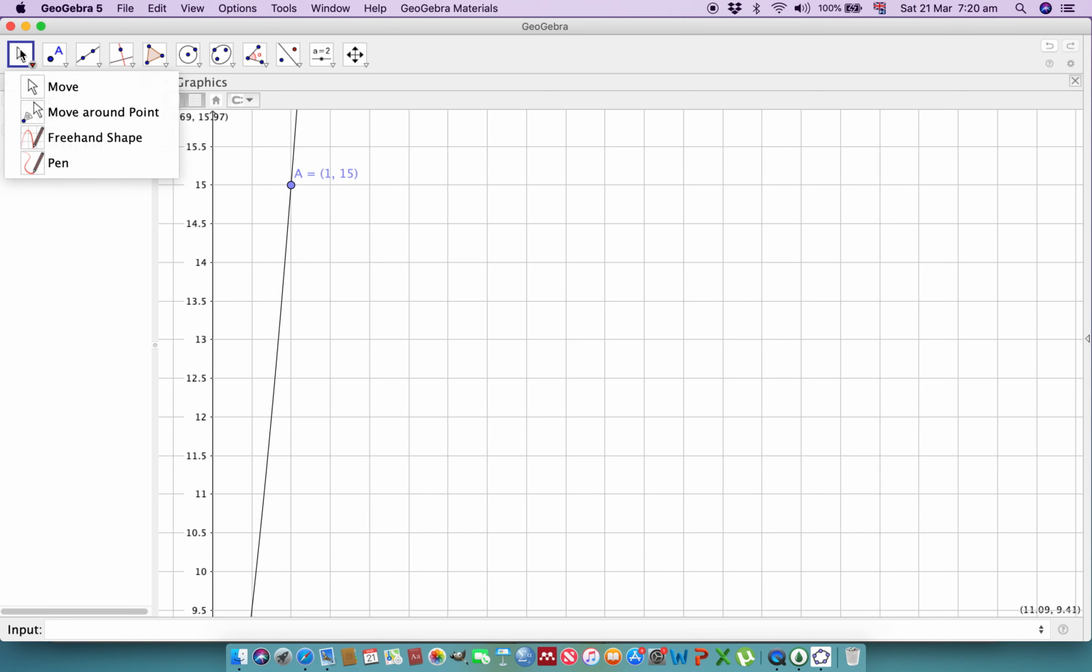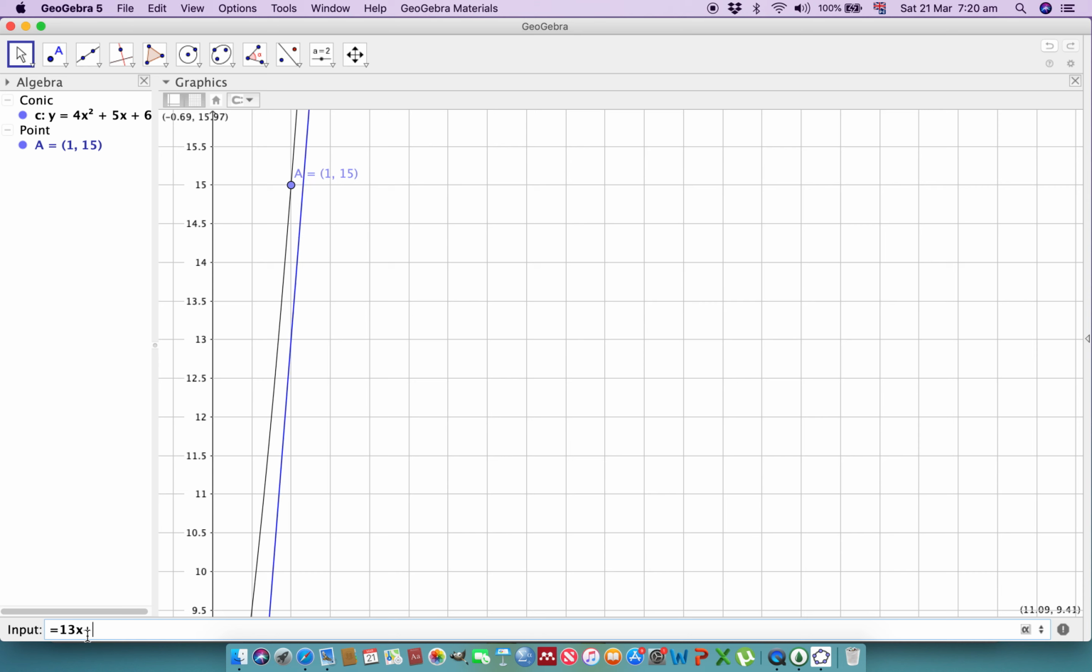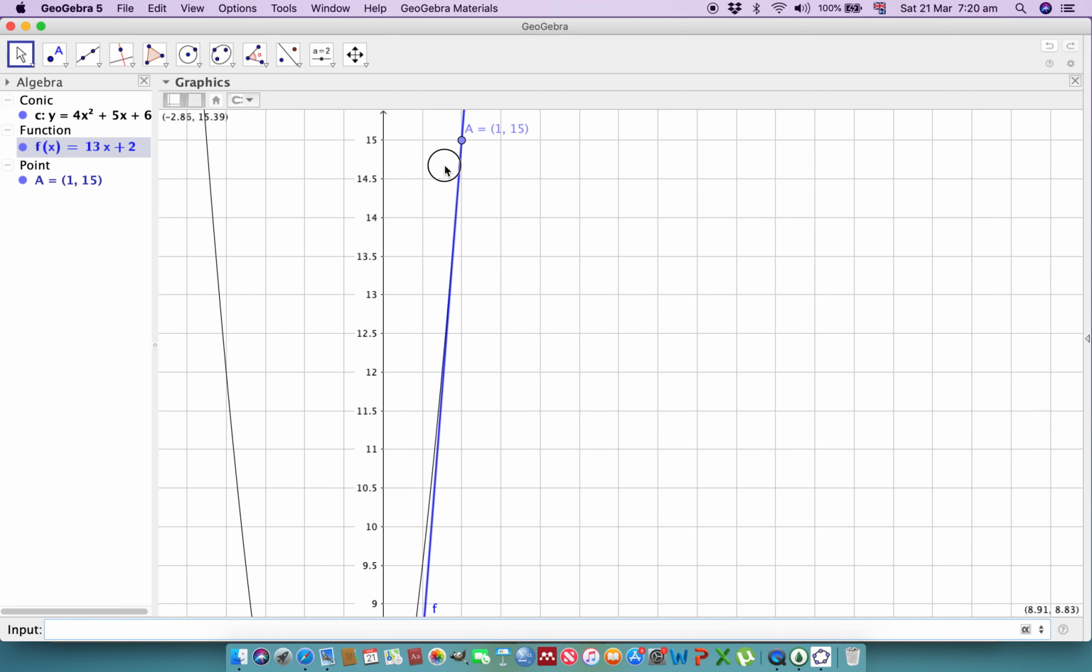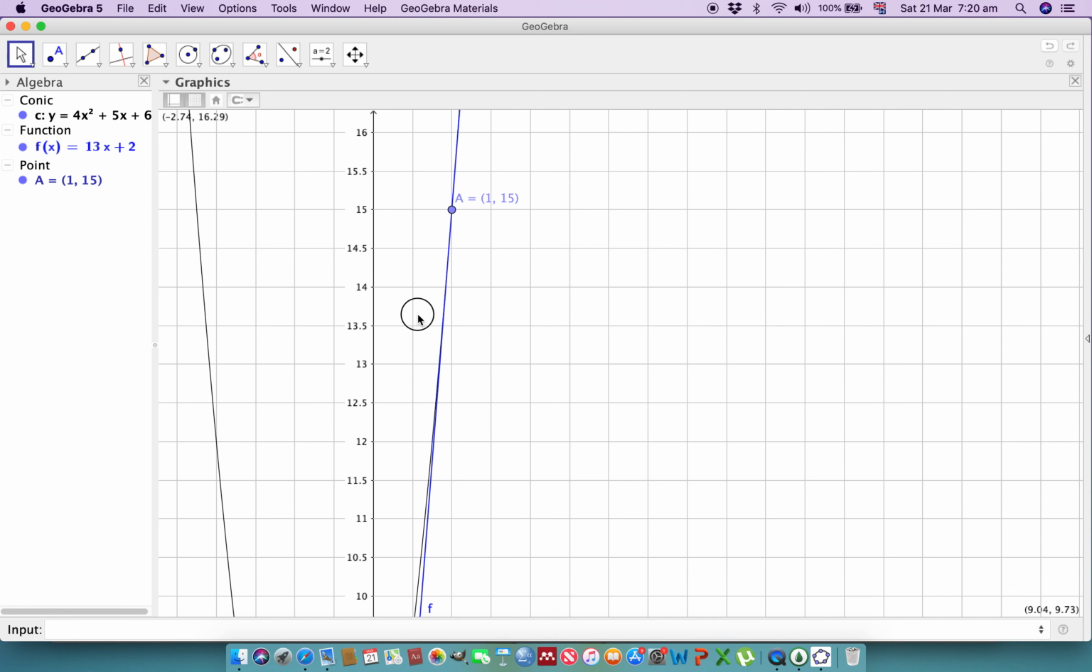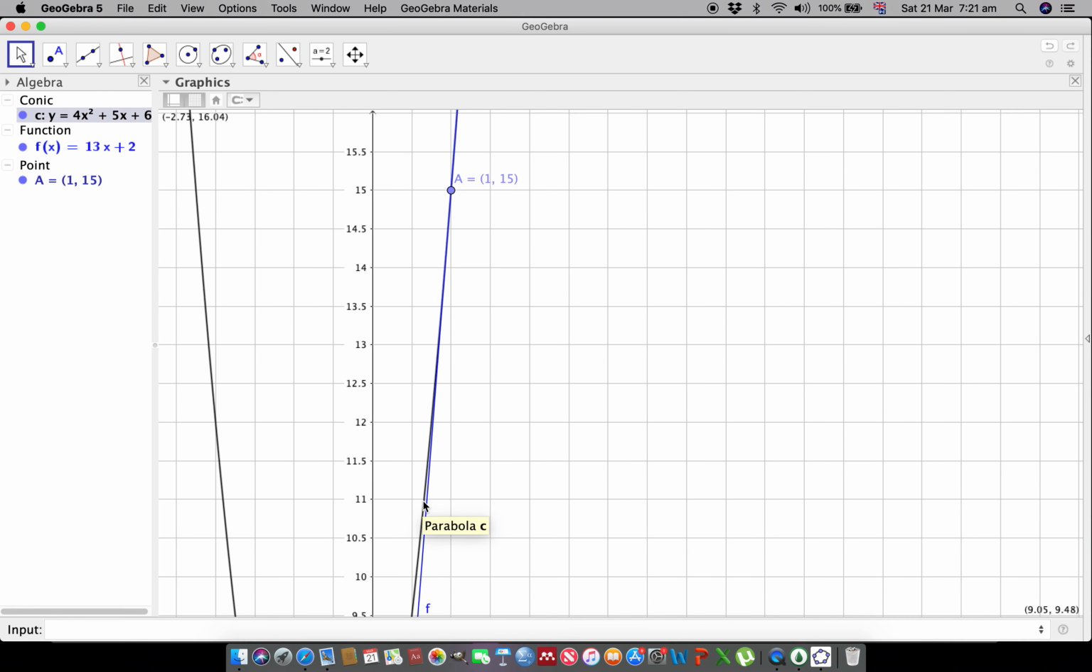Now what we have to do is pass the line y is equal to 13x plus 2 through (1, 15). Let's see if this line will pass through (1, 15) or not. So we have another line, g is equal to 13x plus 2. We can see this line passes through (1, 15). The black line is the parabola.